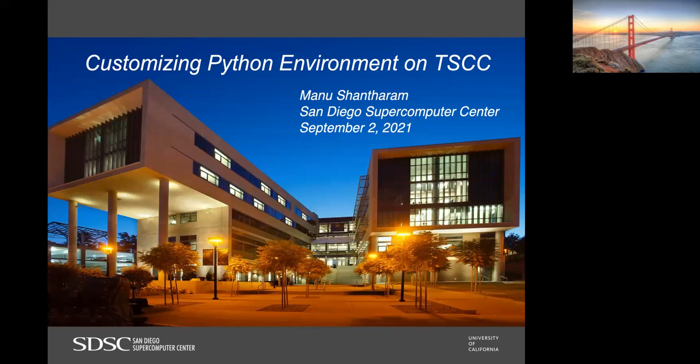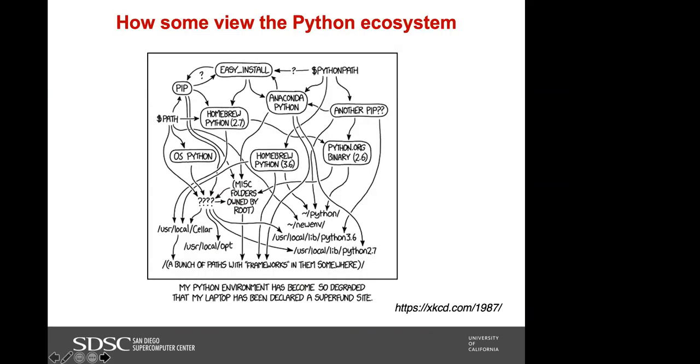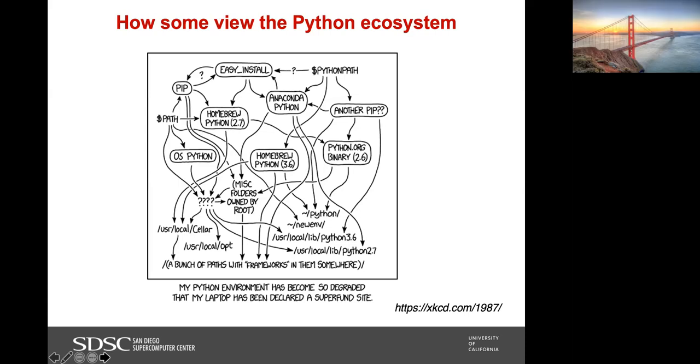Okay. So this cartoon basically shows most of the Python ecosystem we have. Like we try to install a bunch of things, different versions of Python, and finally it all gets messy. So how do you deal with this?